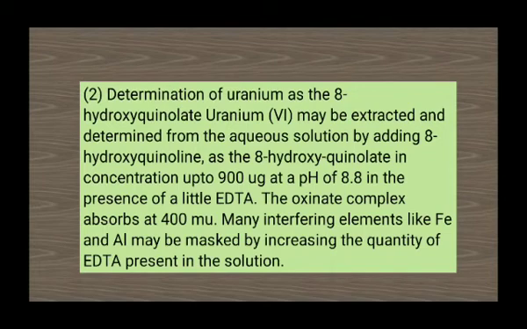Determination of uranium as 8-hydroxyquinolate. Uranium(IV) may be extracted and determined from the aqueous solution by adding 8-hydroxyquinoline as 8-hydroxyquinolate in a concentration up to 900 microgram at pH of 8.8 in the presence of a little EDTA. The oxinate complex absorbs at 400 millimicron. Many interfering elements like iron and aluminium may be masked by increasing the quantity of EDTA present in the solution.